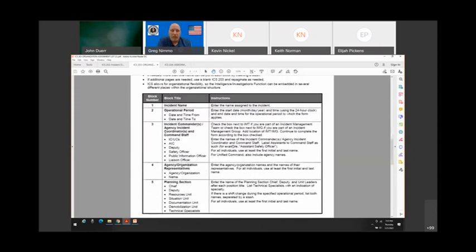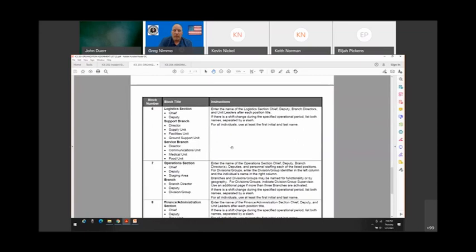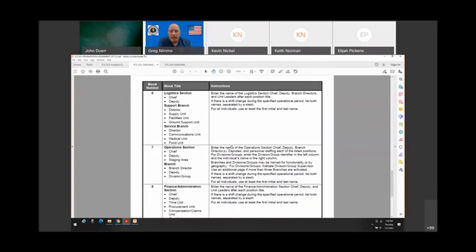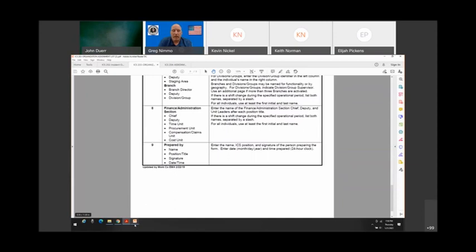Again, this tells you about the blocks and what's expected for each one of those. These forms are available on any ICS form. You can search on the internet for ICS 203, and a lot of this information can be found. So it's not really a guessing game on how to do this.